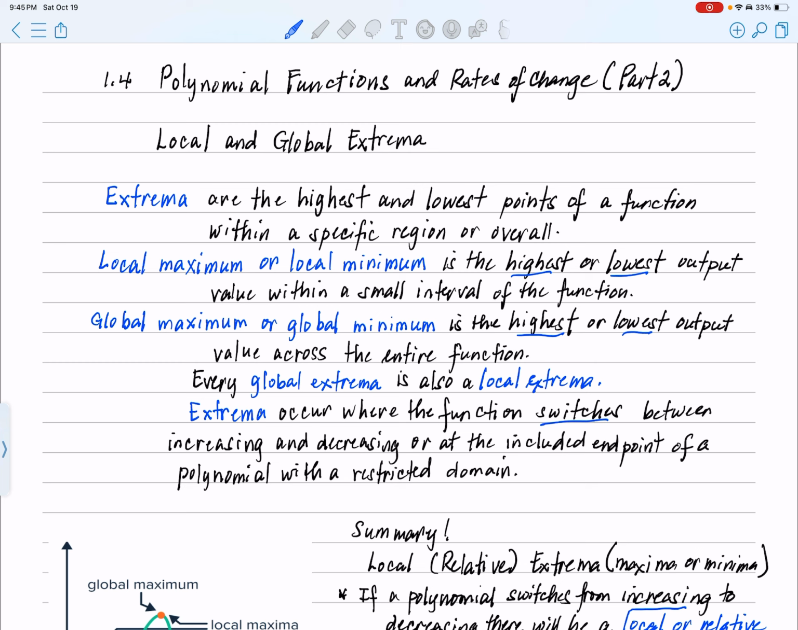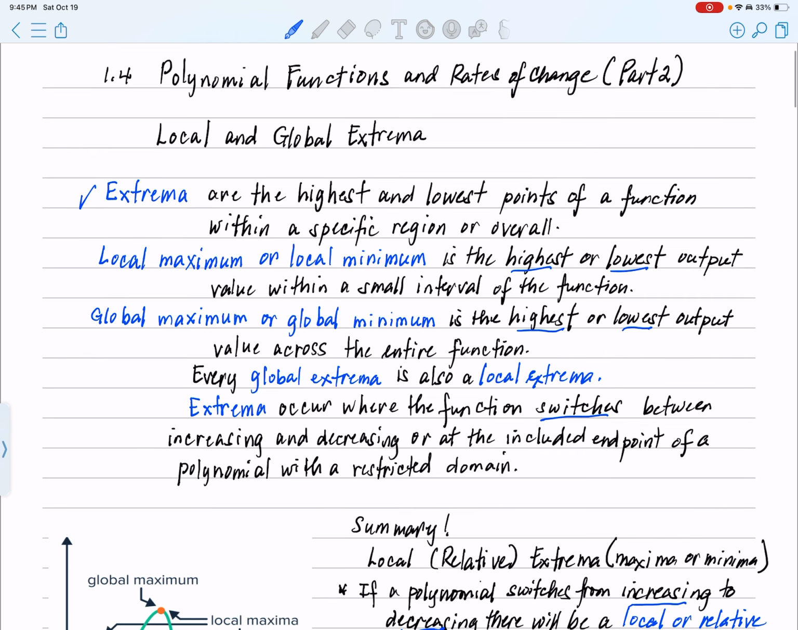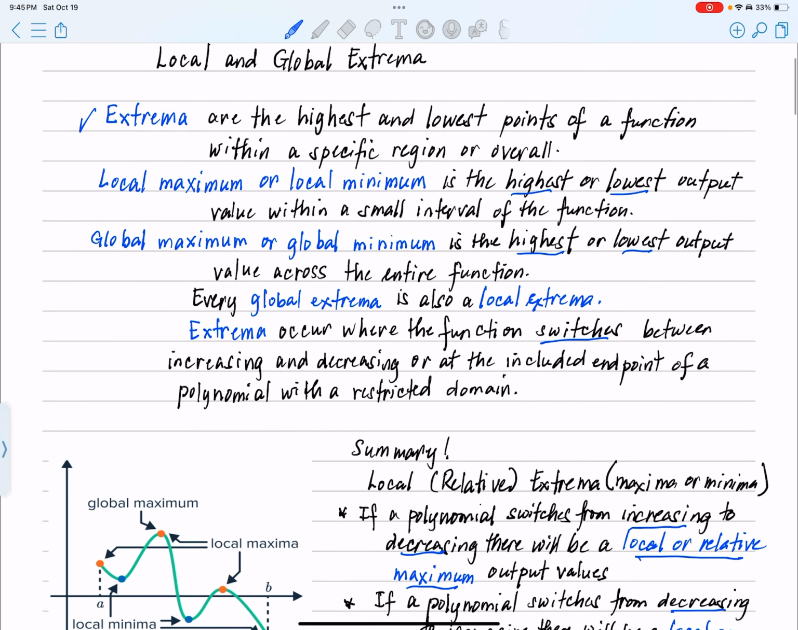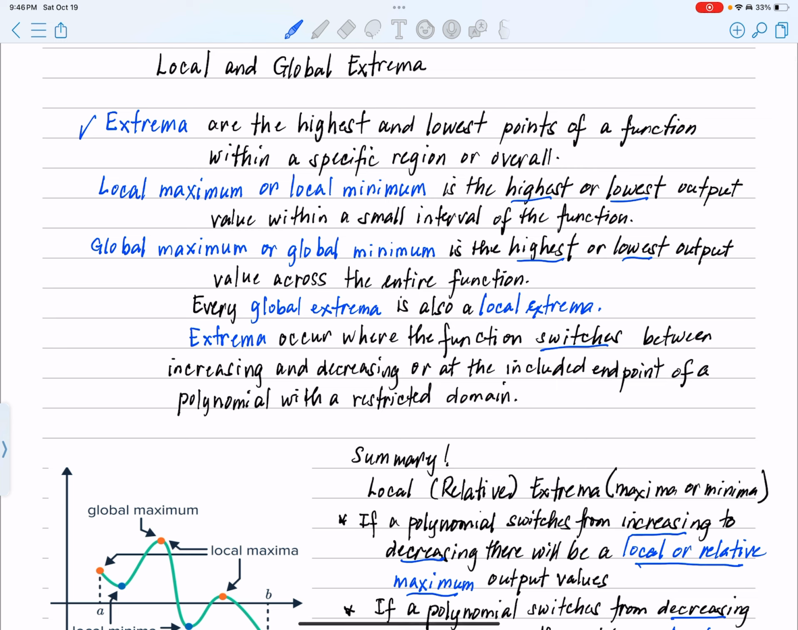Extrema are the highest and the lowest points of a function within a specific region or overall. A local maximum or local minimum is the highest and lowest output value within a small interval of the function, while the global maximum or global minimum is the highest or lowest output value across the entire function. Every global extrema is also a local extrema.